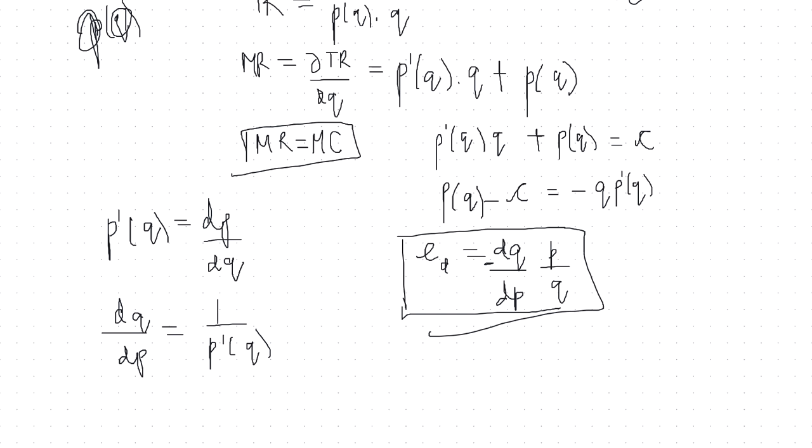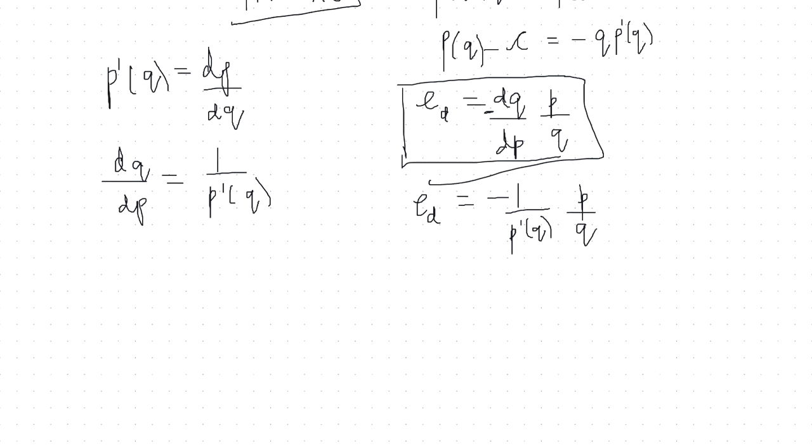Now I'm going to put this in the equation. So your ED becomes minus 1 by P'(Q) into P upon Q. This is your elasticity of demand, right? Now let's put this in the earlier equation. You see there is this denominator here, and there is a term which matches it. So let me take Q into P'(Q), which equals minus P upon ED.